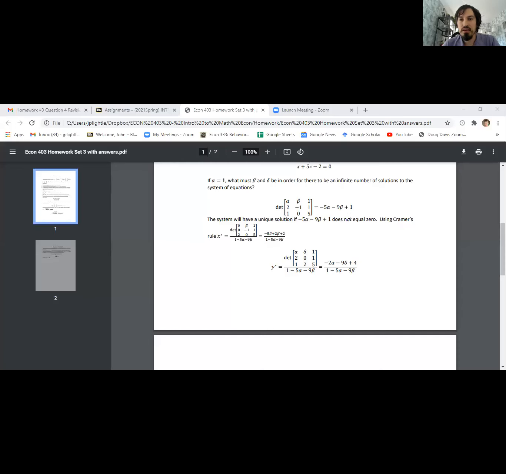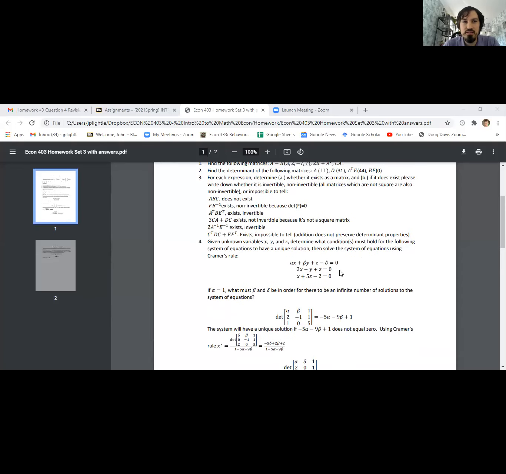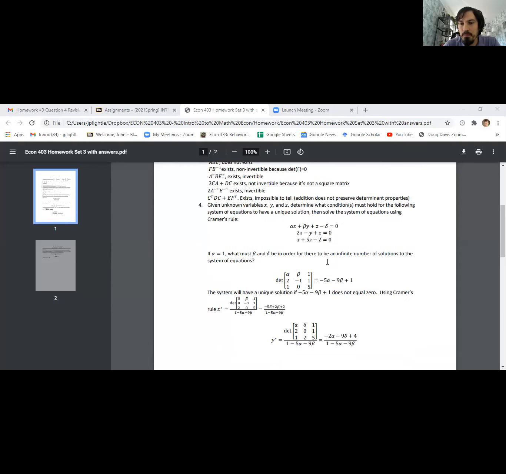Okay, I wanted to spend a little bit of time talking about the solutions to homework set 3. In particular, how do you know when there's an infinite number of solutions to a system of equations?